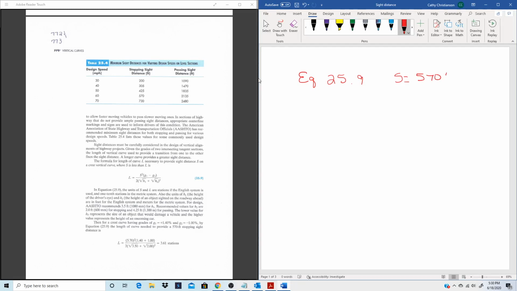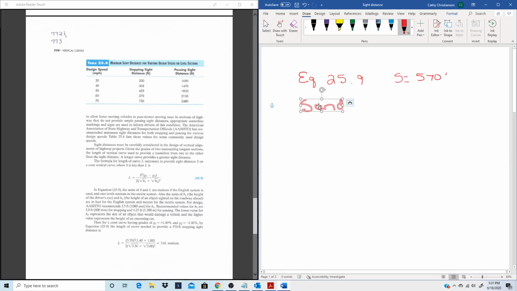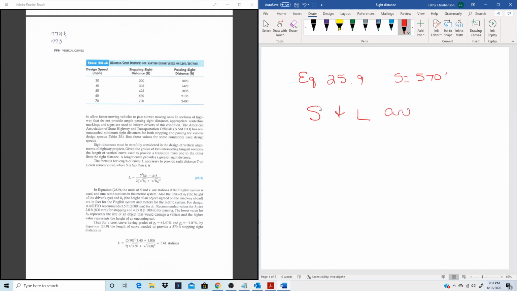I'm going to be working the example for that, one that's right here in the book underneath 25(7). Alright, so here's a couple things. S and L are stations.